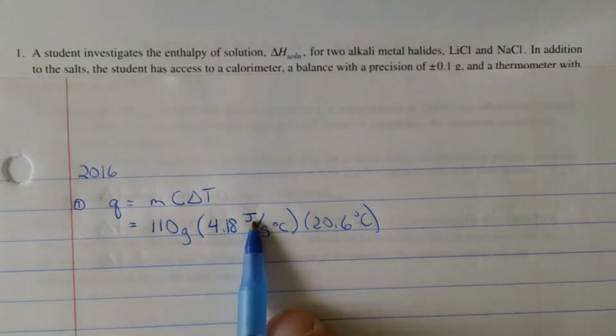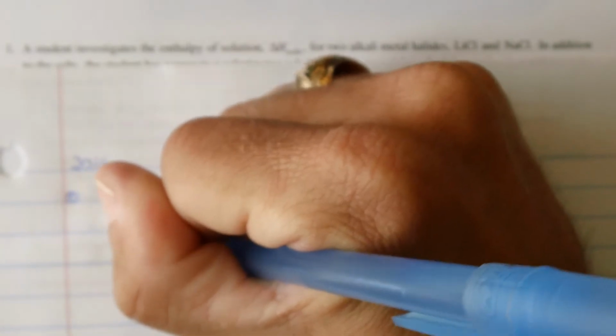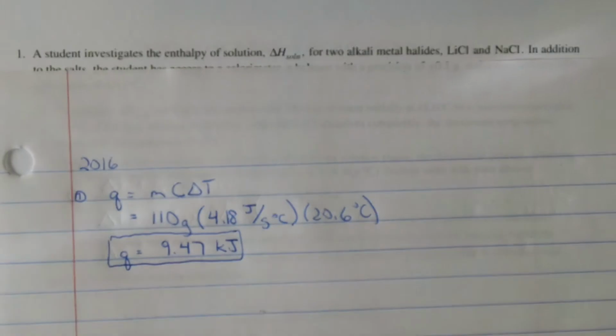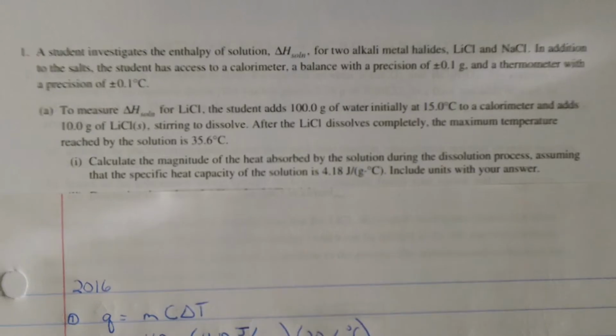Our units all cancel except for our joule unit. And we can solve for our Q value here in this problem. Should be, it's 9,470 joules, or 9.47 kilojoules. That's how much energy is given off there. Either way on the sign on that thing, make sure you put units. What's it ask for unit wise? Doesn't matter. So you can put either unit here.